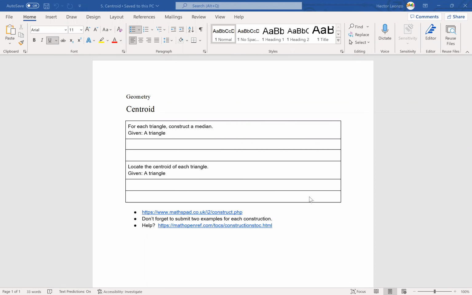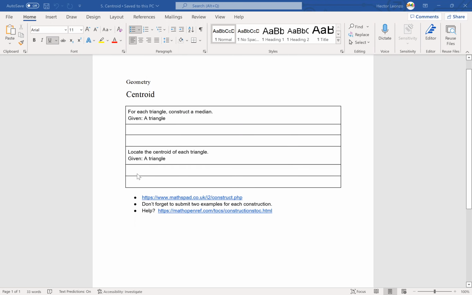Our focus for today is going to be the centroid. I'm only going to have you do two constructions. One of them, I'm going to ask you to construct the median of a triangle. For each triangle, you're going to construct the median given a triangle. And for the other construction, you're going to locate the centroid of each triangle. Again, given just a triangle.